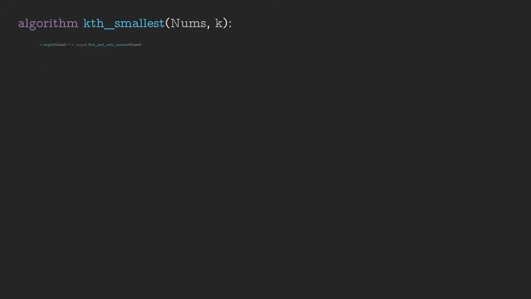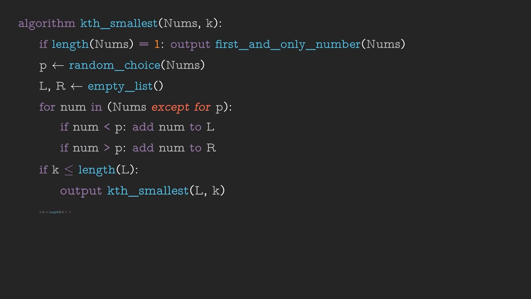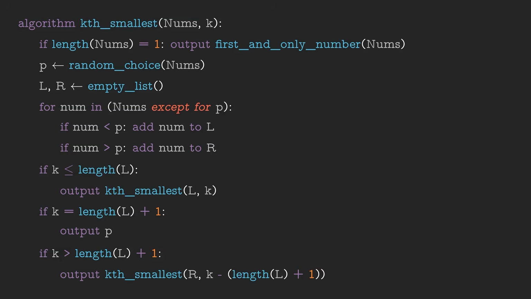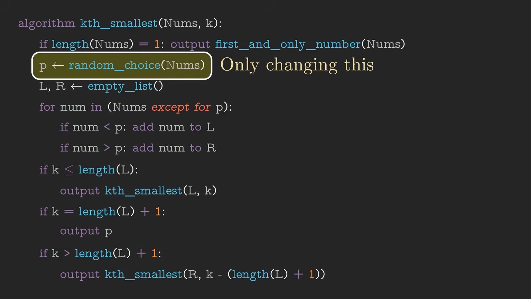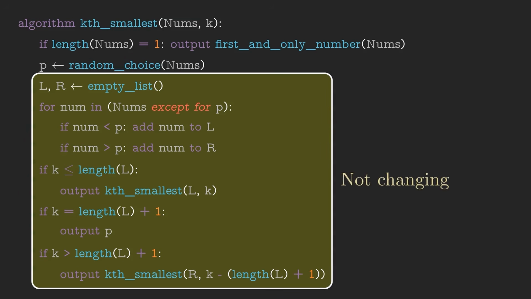Let's use the pseudocode for Quickselect as a starting point. And since this is the first time I'm showing it on screen, feel free to pause the video here and make sure you understand what's going on. Now, the only thing we're going to change in this code is this line. Instead of picking a random pivot, we'll pick a pivot deterministically. Everything past that will remain exactly the same.